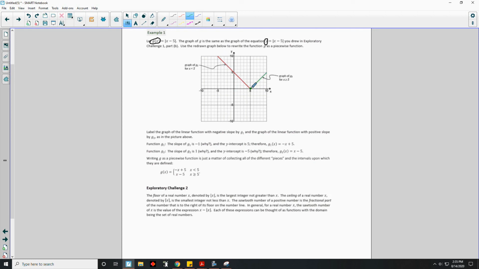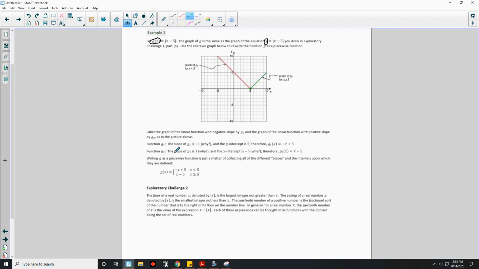And the y-intercept is 5, which is right here, y-intercept of 5. So therefore, g sub 1 of x equals negative x plus 5. Okay? So it's a slope of negative 1 and a y-intercept of 5. So negative x plus 5. So notice these two are different.